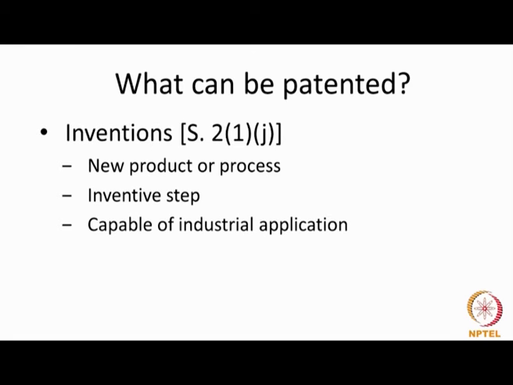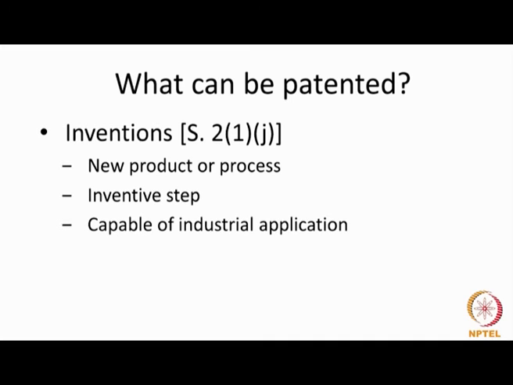The invention should also involve an inventive step. Now, we will explain inventive step in some detail soon. And the invention should be capable of industrial application. This is largely called the utility requirement. Inventive step is also called the non-obviousness requirement, the fact that the invention should not be obvious to a person skilled in the art. We will be looking at these definitions in some detail soon.